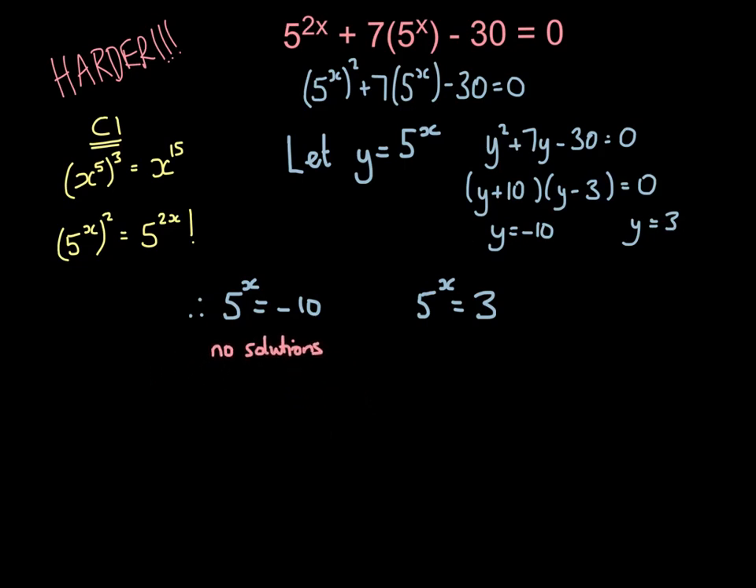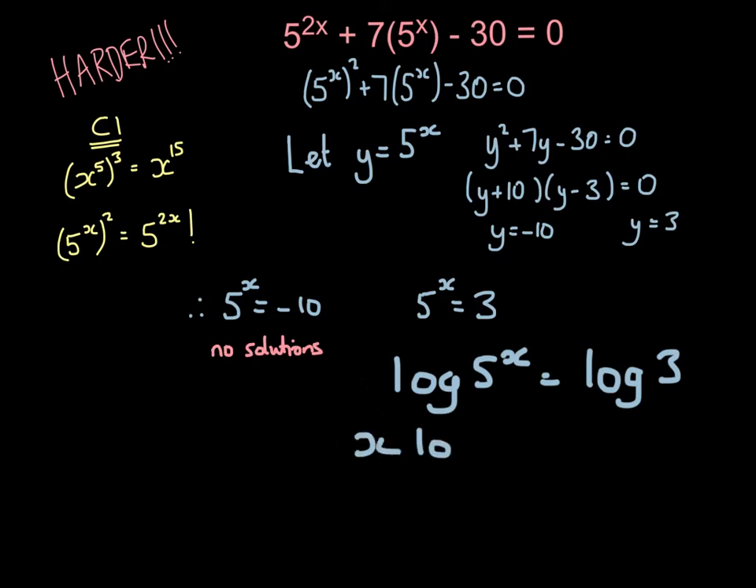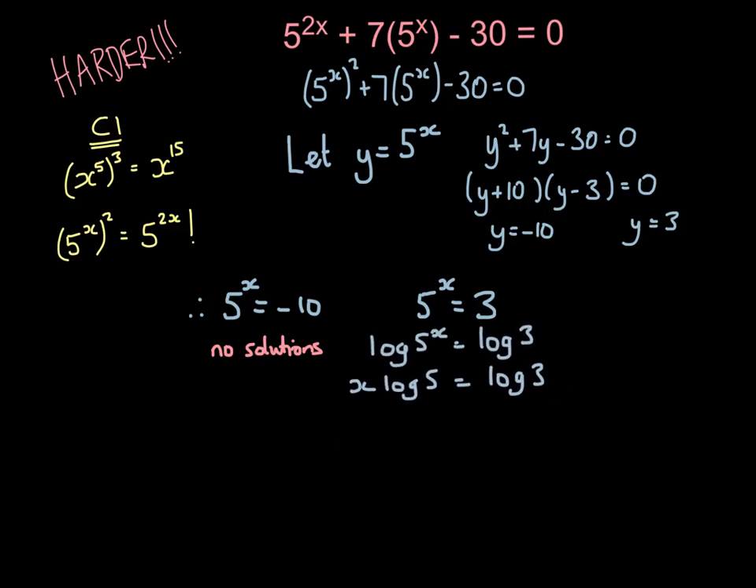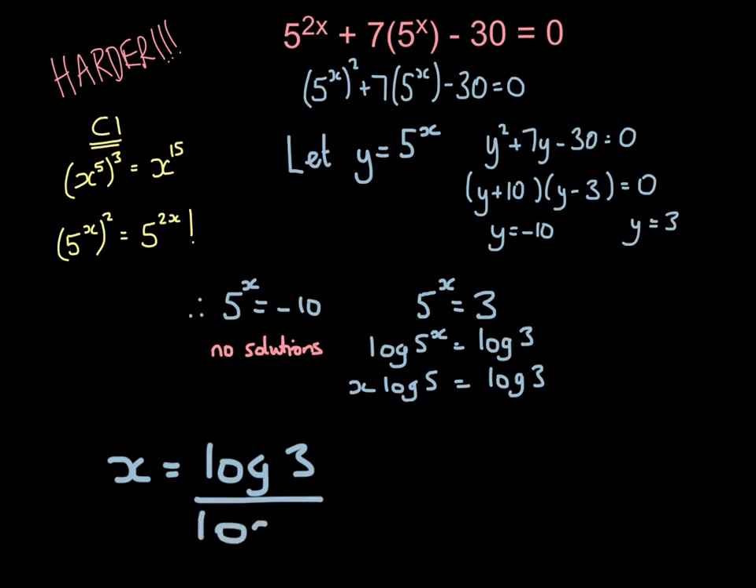Okay. And then to solve the next one, you could use that button in your calculator. You could rewrite that as x equals log to the base 5 of 3. But I'm going to do the taking logs of both sides method just to reinforce that, because it's such an important method. So x log 5 equals log 3. Divide by log 5, so I'm going to get x equals log of 3 divided by log of 5.